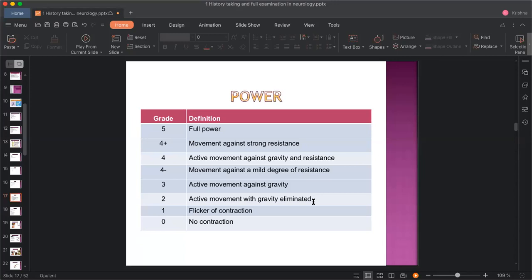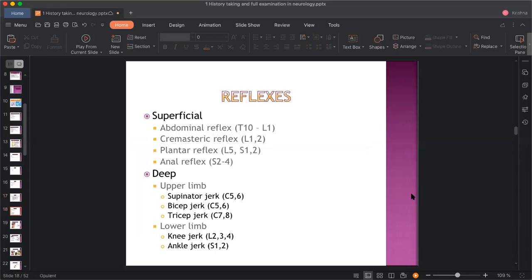One is a flicker of contraction, also known as twitching, or flicker of contraction. And zero means absolute paralysis. There is no contraction of even one individual fiber. This is zero. So according to this scale, it runs from 0 to 5. 5 is full power, 0 is absolute paralysis. So this is how we judge the power. Now, what about reflexes? You see there. What about reflexes now?